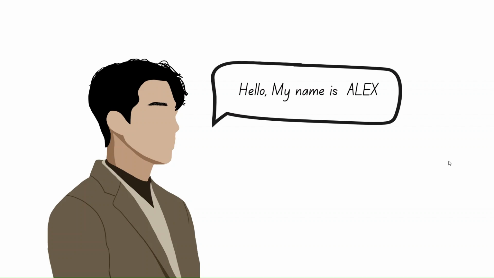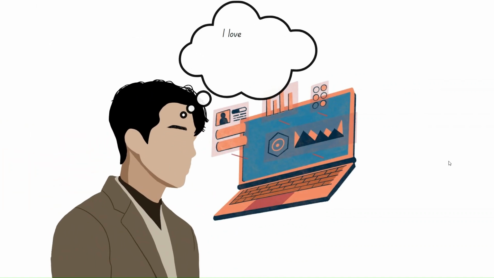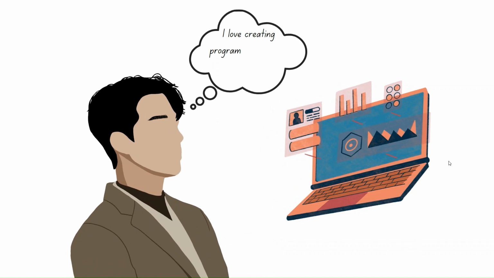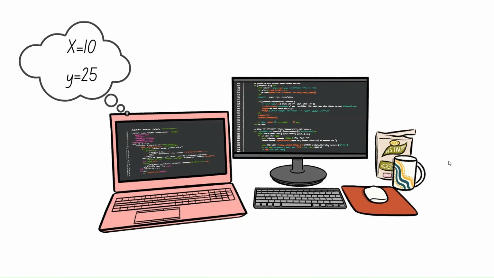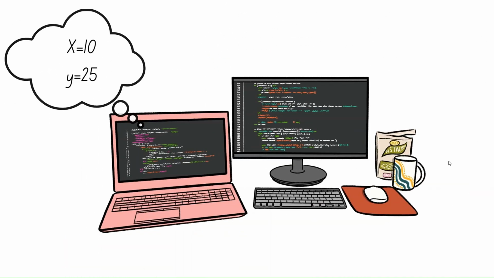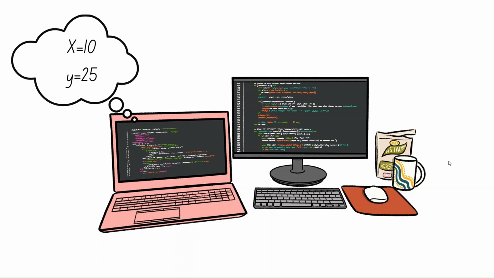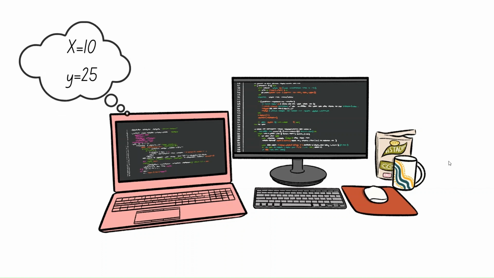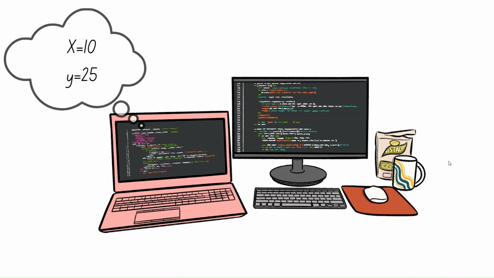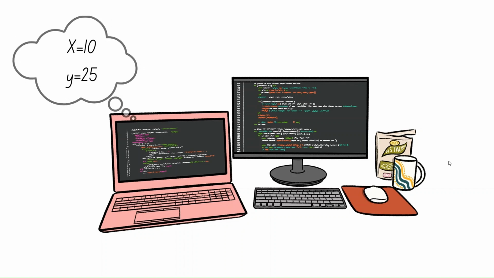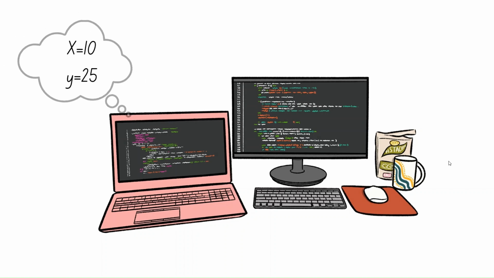Once upon a time, in a land of code and logic, there lived an encoder named Alex. Alex loved creating programs and solving problems. One fine day, while working on a project, Alex was confused about the code. He kept using simple names like X and Y for variables. It was easy at first, but soon the code became confusing to him.